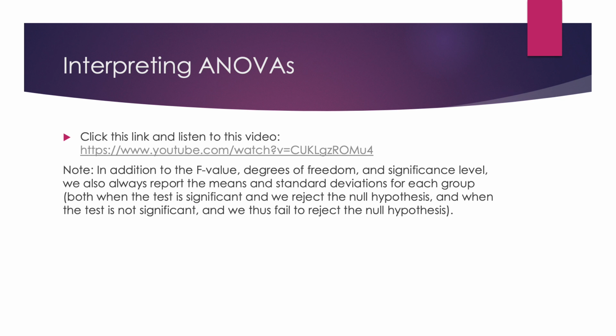As a side note to this video, or as an addendum, I guess I should say, we always report the means and the standard deviations for each group that is being compared in the ANOVA, both when the test is found to be significant and we are rejecting the null hypothesis, and when the test is not significant and we thus fail to reject the null hypothesis.